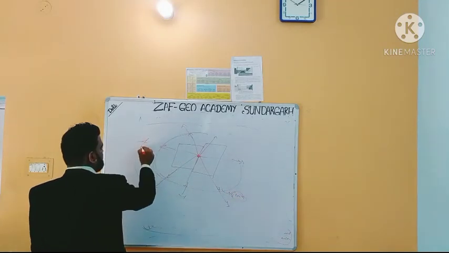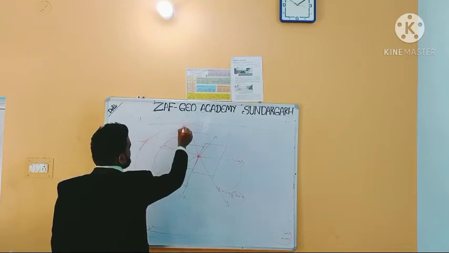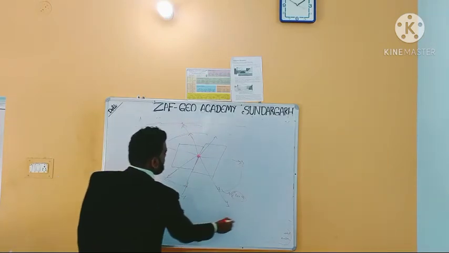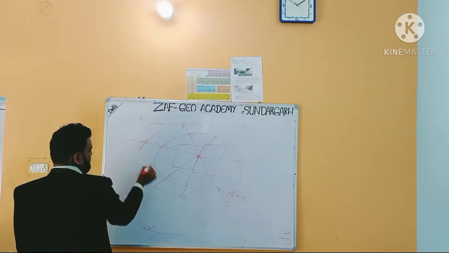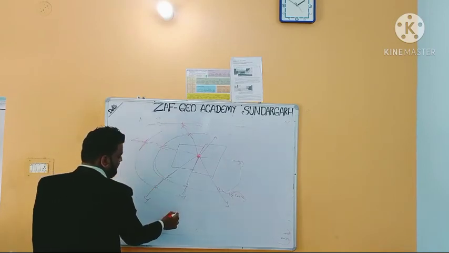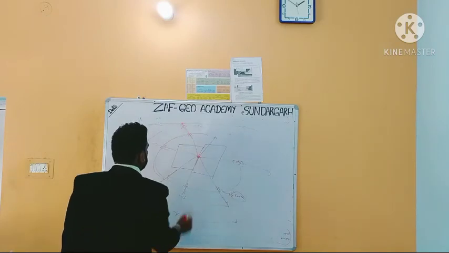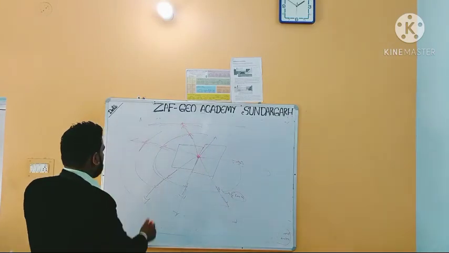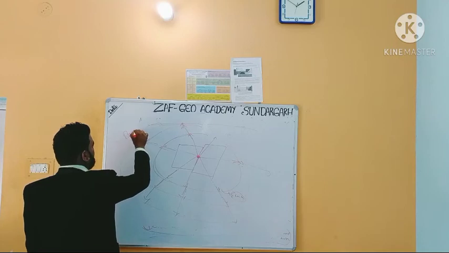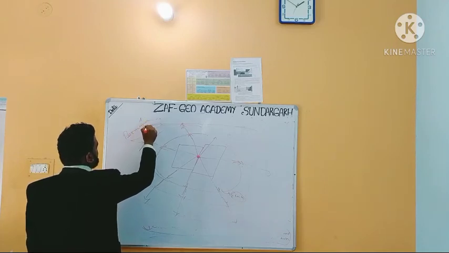But when it reaches the surface, this is the surface, when it reaches the surface, it causes permanent deformation. Okay, brittle deformation will occur there. Faults will occur there. So here there will be permanent deformation.